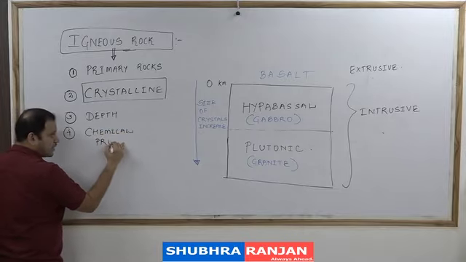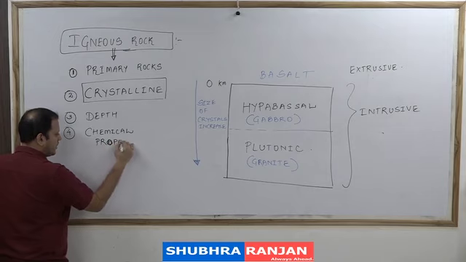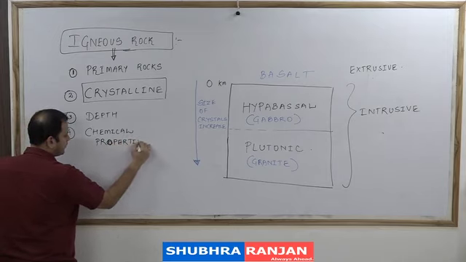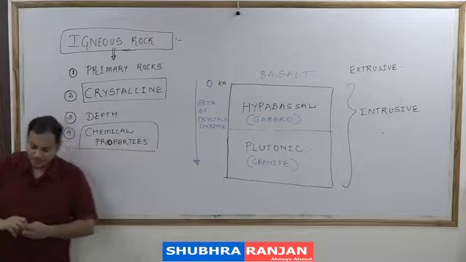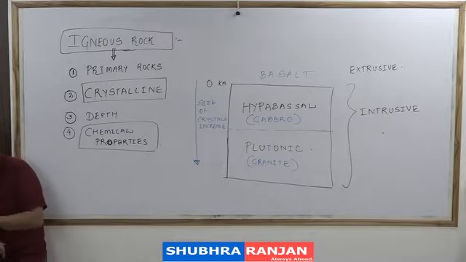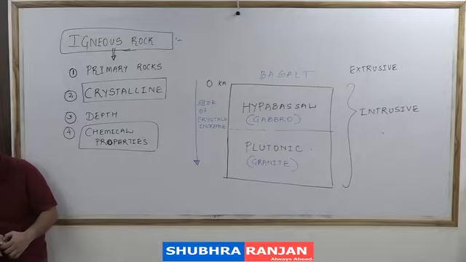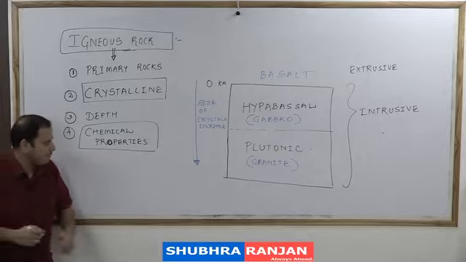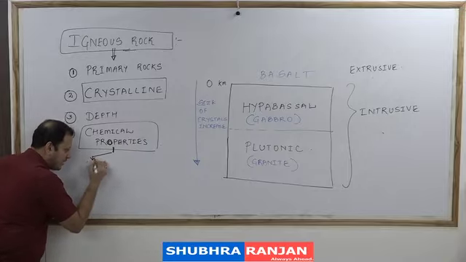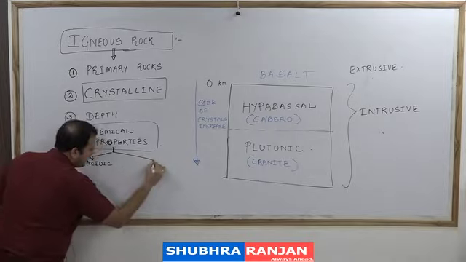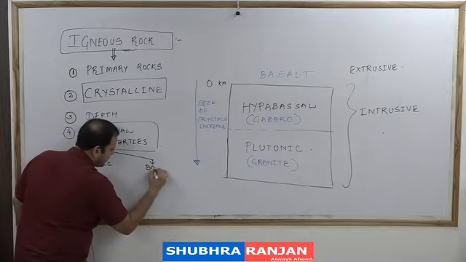Though we have written this point, we have done this point, still we'll write. On the basis of chemical properties, the igneous rocks are of two types. कौन से two types? We have done this. Acidic igneous rock and basic igneous rocks.